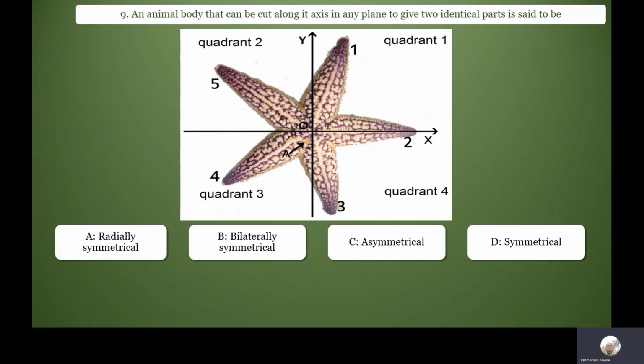When you can cut an animal in only one plane to have similar halves, like human beings or any other mammal, that one is bilaterally symmetrical. But in this type, you can cut in any plane to have similar halves. So that is radially symmetrical. So option A is correct here.